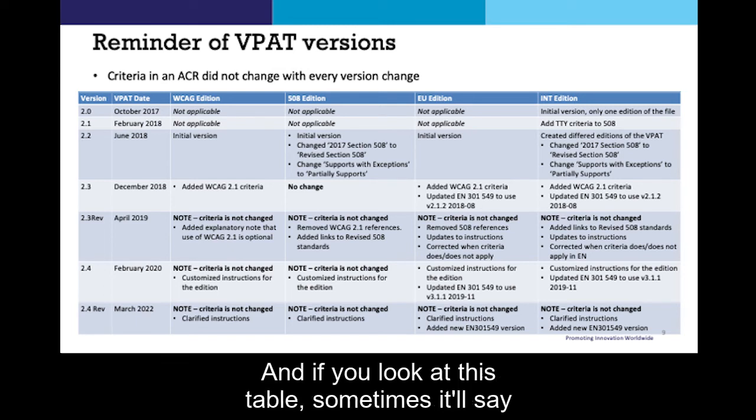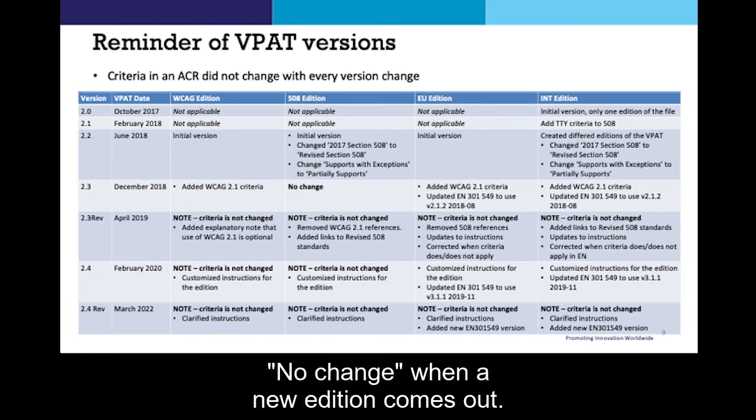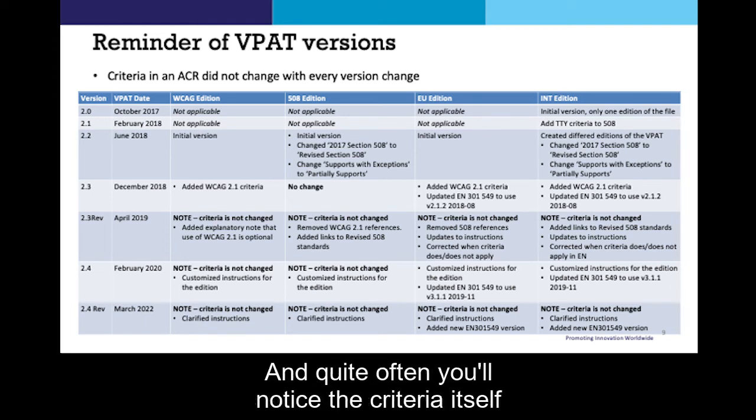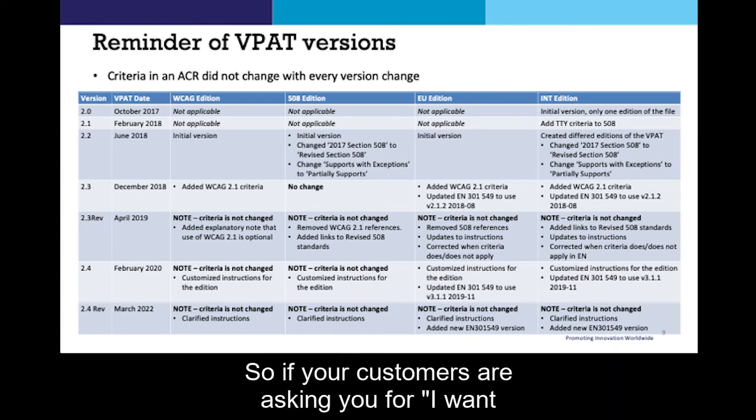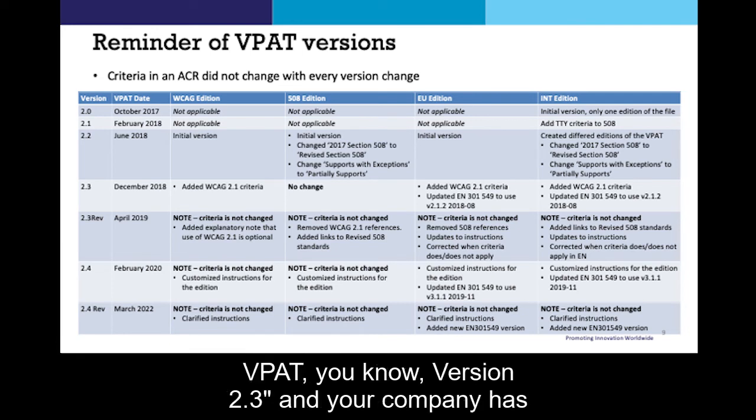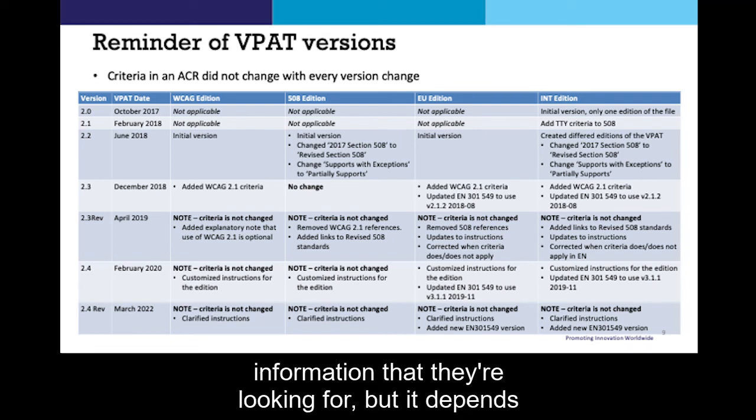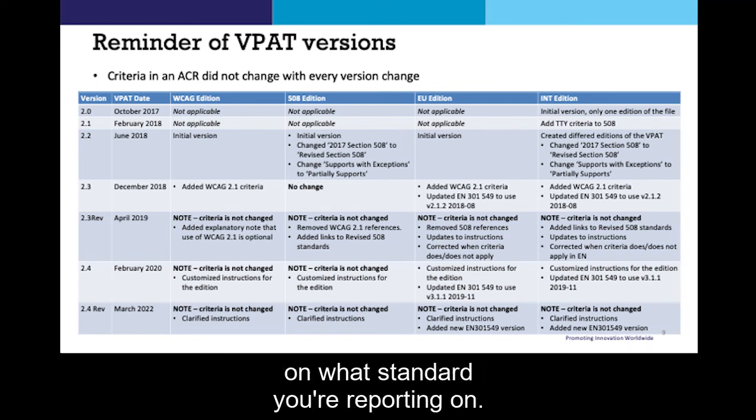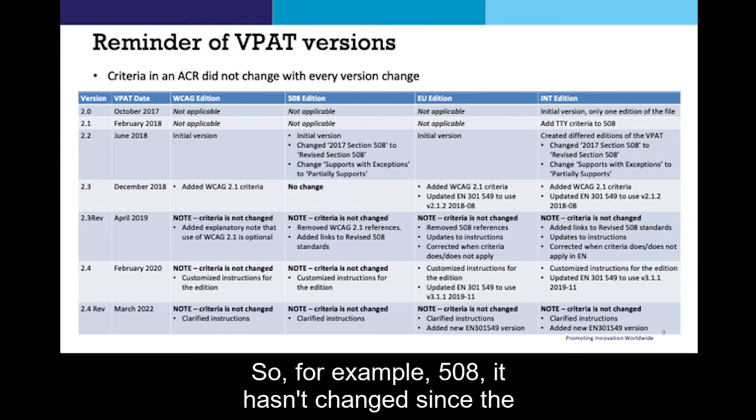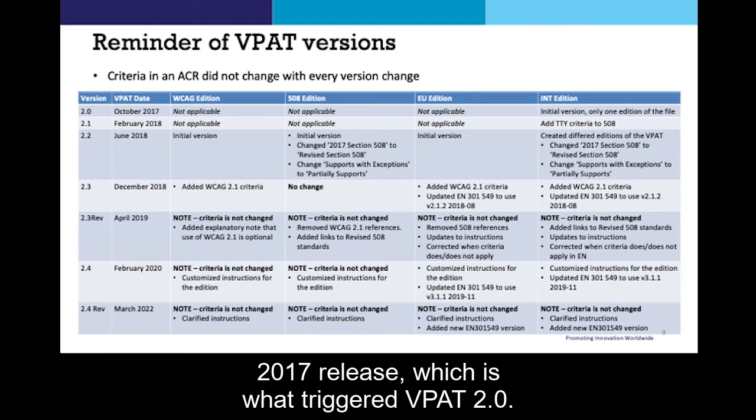If you look at this table, sometimes it'll say no change when a new edition comes out. And quite often, you'll notice the criteria itself did not change. So if your customers are asking you for, I want VPAT version 2.3, and your company has version 2.4, you might be okay in having the exact information that they're looking for, but it depends on what standard you're reporting on. So for example, 508, it hasn't changed since the 2017 release, which is what triggered VPAT 2.0.